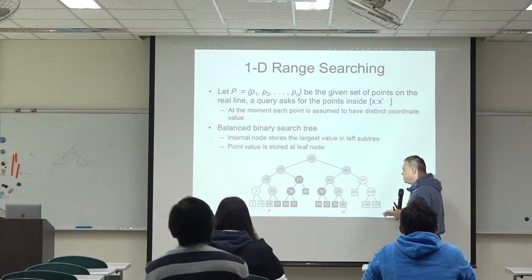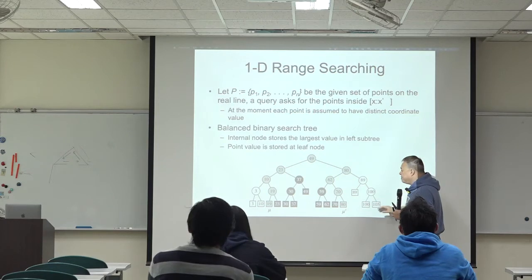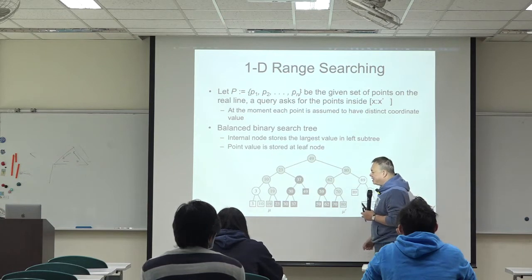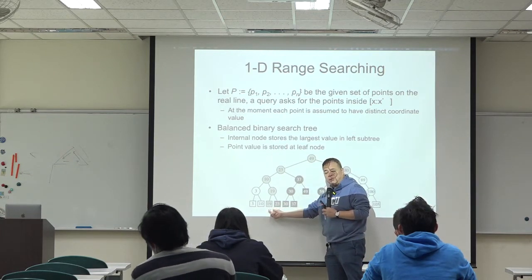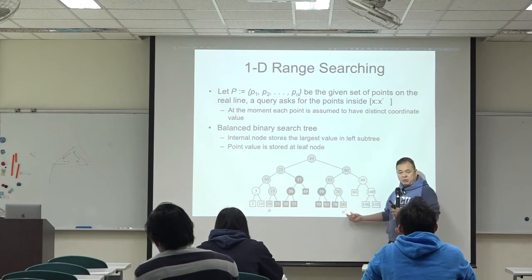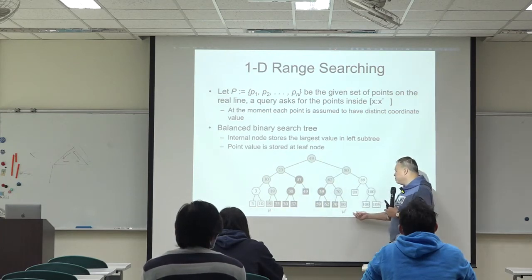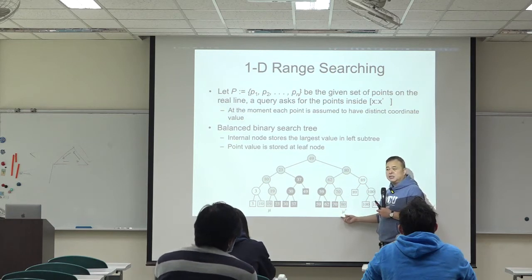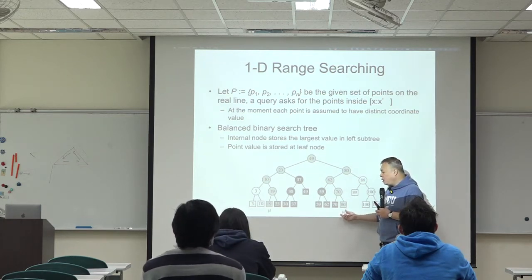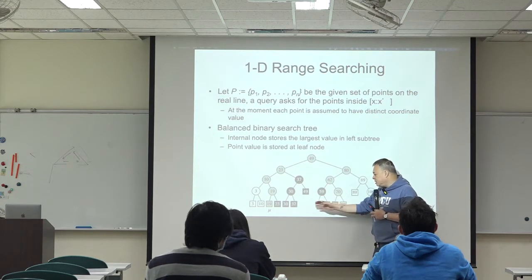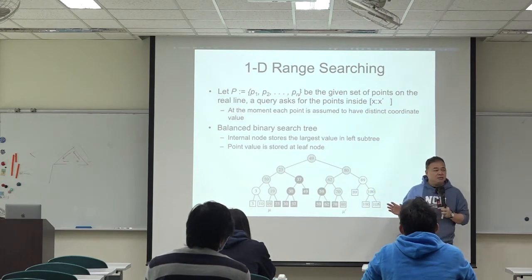Because we represent this binary search tree visually, you can see that once you are able to find the leftmost point to report and the rightmost point to report, say that point is mu, and the rightmost point is mu prime, then what you need to do is report not only mu and mu prime, but also all the points in between these two points.